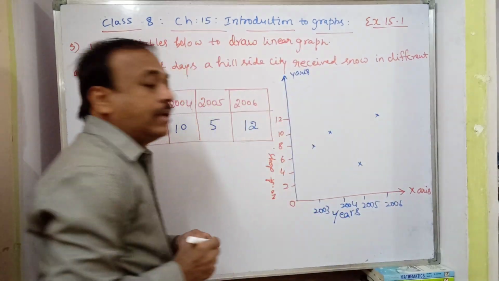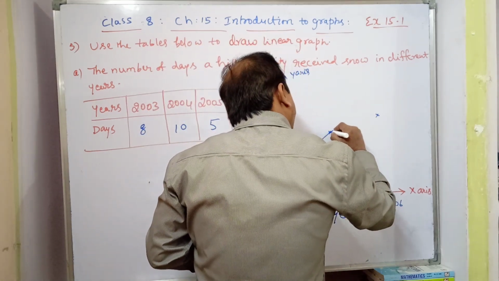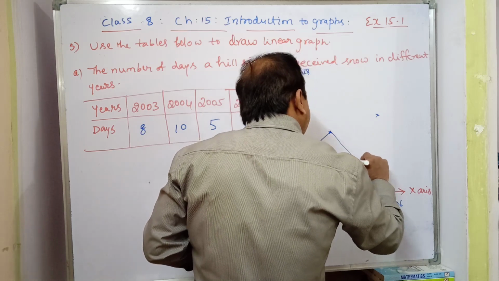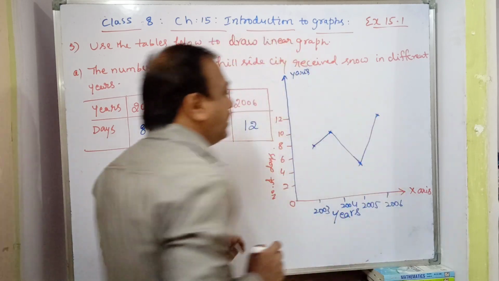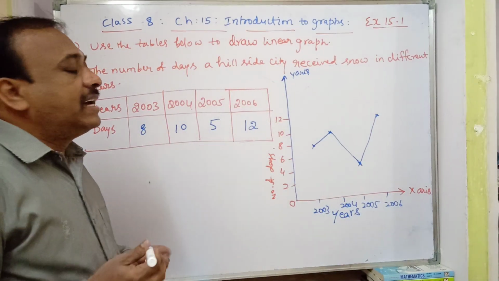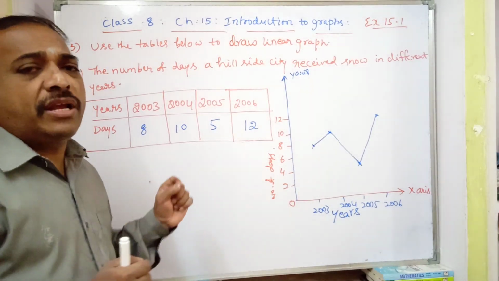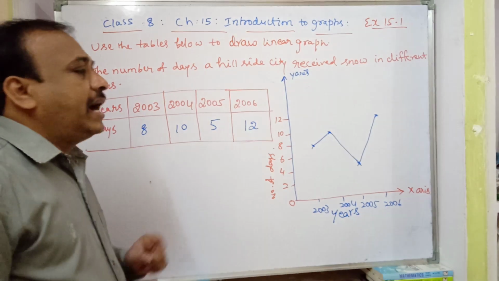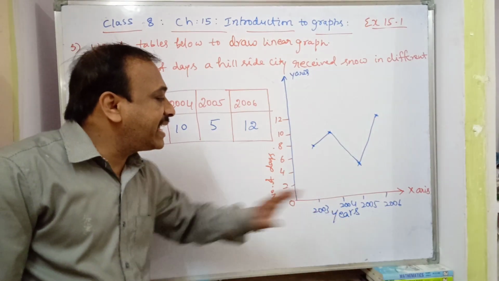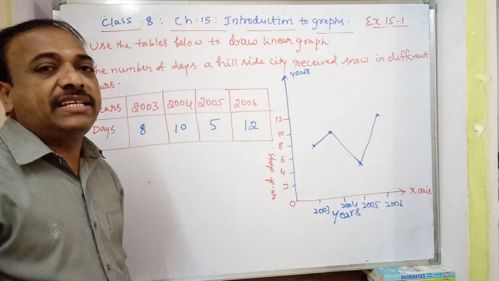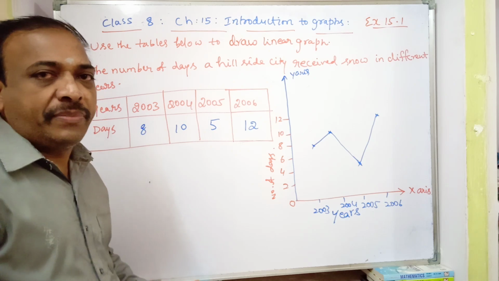When you join from the first point, it is line segments joining from one to the other, continuously broken, like from here to here, here to here. This is the representation of linear graphs. Sometimes the whole graph will be unbroken, sometimes only partially. On the x-axis we are taking years, on the y-axis the number of days of snowfall received in those years. Is it clear? I hope you understood.